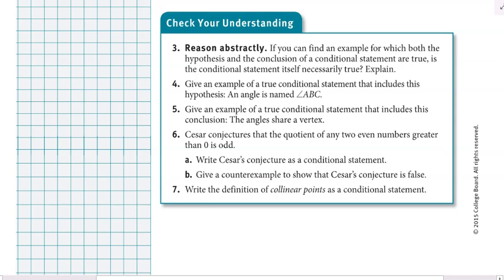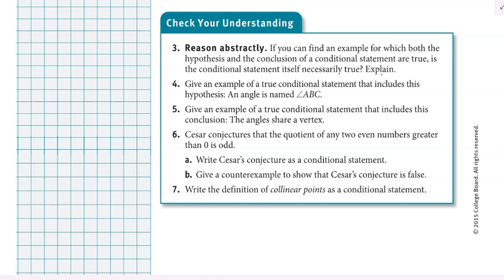Number 3 says, if you can find an example for which both the hypothesis and the conclusion of a conditional statement are true, is the conditional statement itself necessarily true? Explain. So this one's an interesting one. If you find an example where the hypothesis and the conclusion of a conditional statement are both true, you have found one example that's true. Doesn't mean the conditional statement for that is true.